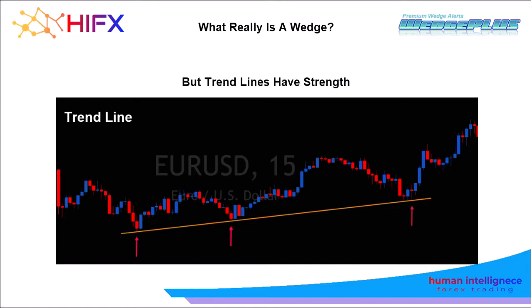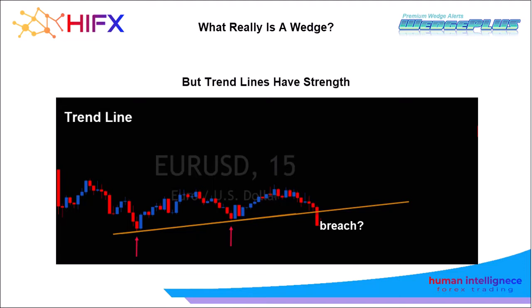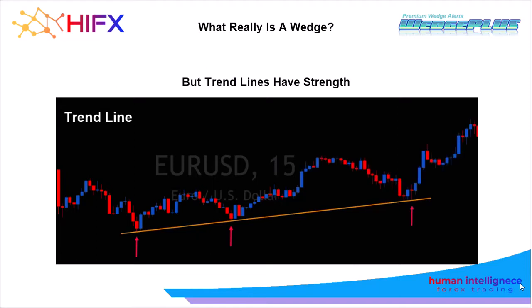So essentially, trend lines have strength. So the fact that it's a trend line, and two trend lines contracting can create a wedge, it's still important to understand that trend lines have strength. So let's look at this trend line here. You see 3 red arrows for 3 particular touches on the trend line. What's the challenge then? We're saying a wedge is 2 contracting trend lines. What defines a trend line?